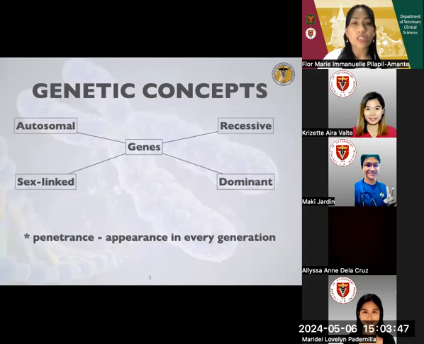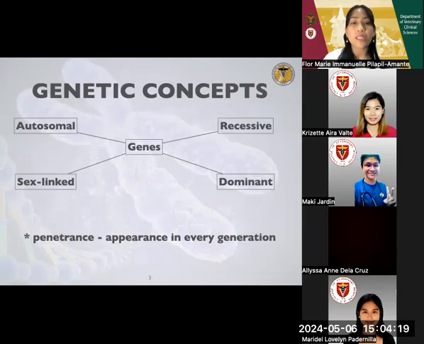Okay, the genes determine one or more characteristics or traits. And the autosomal and sex-linked concepts were already discussed previously. So we proceed with the dominant genes, which are shown in every litter or generation, or recessive, which may be commonly absent or present but in low occurrence only in every litter or generation.